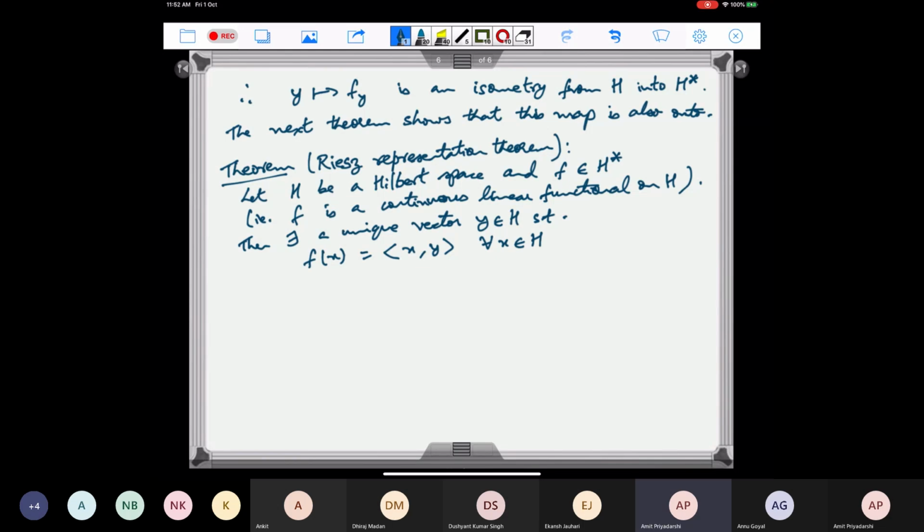So this is same thing as saying that this f is equal to f sub y. Also, norm of f is equal to norm of y. So once we prove that this f is equal to f sub y, then we have already shown that norm of f sub y is equal to norm y. So this we will get. So only thing we have to see is how to get this vector y.